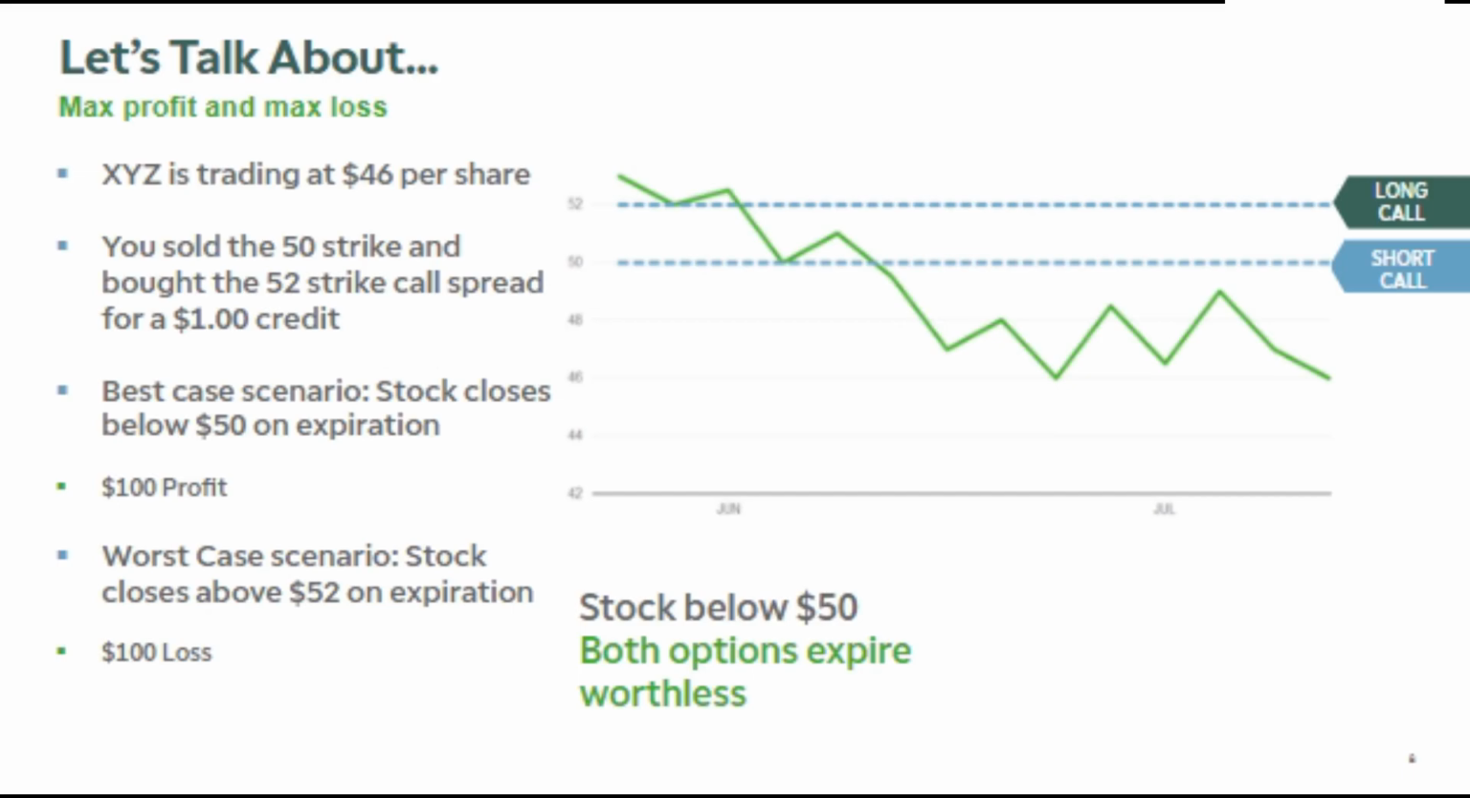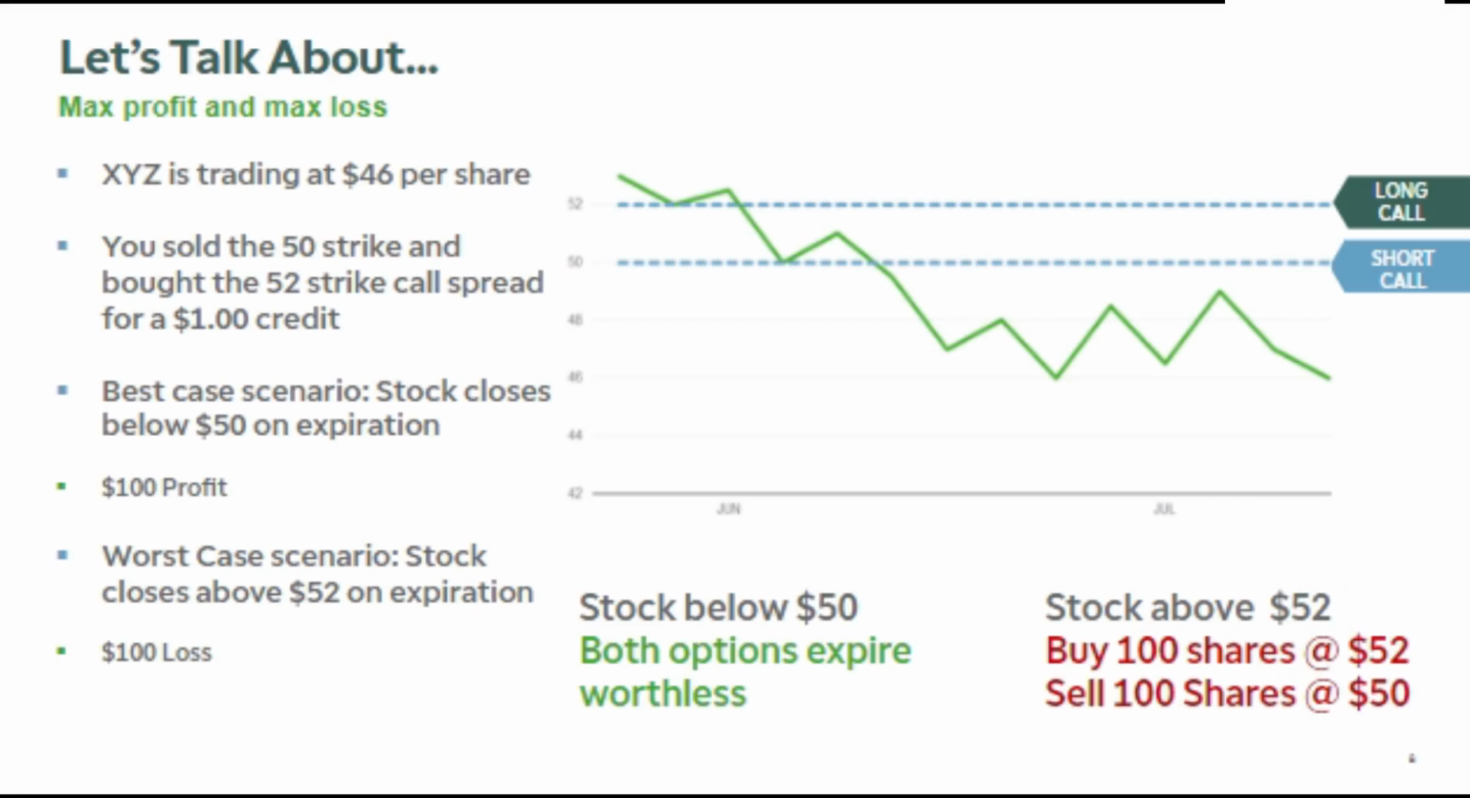Worst case scenario, the stock is above 52 at expiration. What happens then? Well, when you're short a call and it's in the money at expiration, you get assigned. And if you remember, that means you have to sell 100 shares per contract at that strike price. So you sell 100 shares at 50. Now, the stock is above 52. If it's at 52.01 or 520.01, it doesn't matter. As long as it's a penny or more higher than $52 per share at expiration, it's going to be automatically exercised.